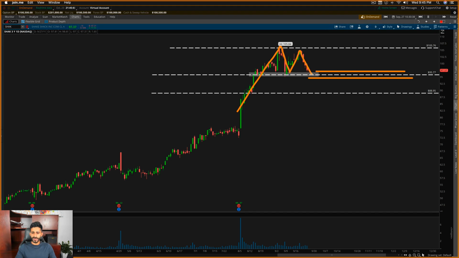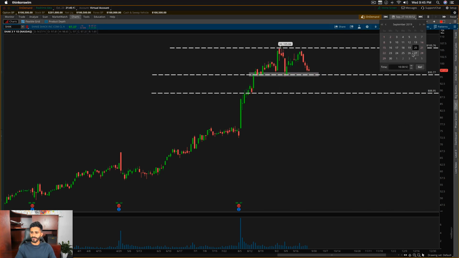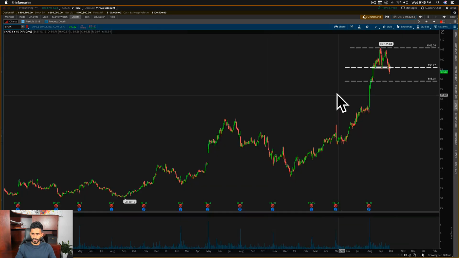I would be looking for this break. If this break does not happen, it is no pattern at all. Right now, if this goes up and does this, now that is a triple top. But the trade is not there unless it breaks the neckline. So what I'm going to do is I'm going to skip from the 27th to October 2nd, just to kind of go through the trade.